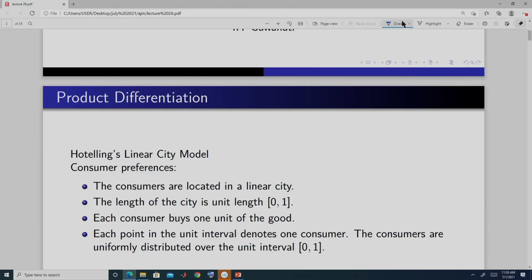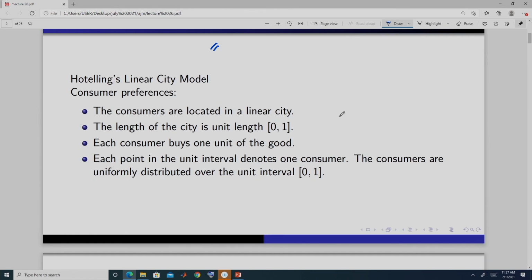Today we are going to do product differentiation, and we have already done a version of product differentiation while doing Stackelberg price competition. In the Stackelberg price competition, what have we done? We have assumed that firm 1 and firm 2 can differentiate their product, and that leads to either production of some complementary goods or some substitute goods. I mean, it depends. Now, we are going to do it in a completely different way, and the model that we are going to do is a very famous model, and that is Hotelling's linear city model.